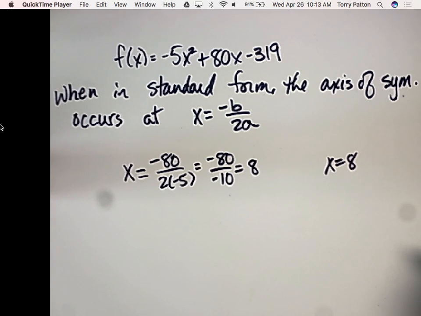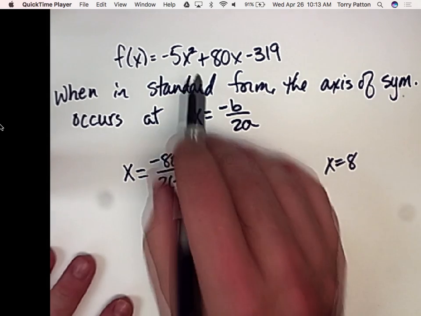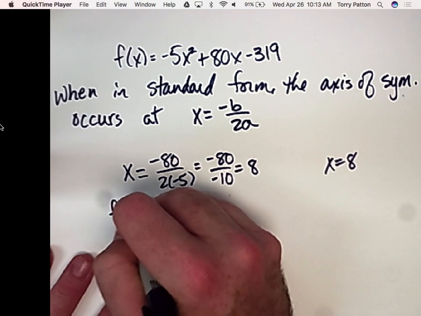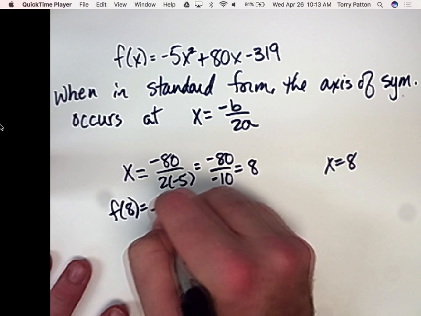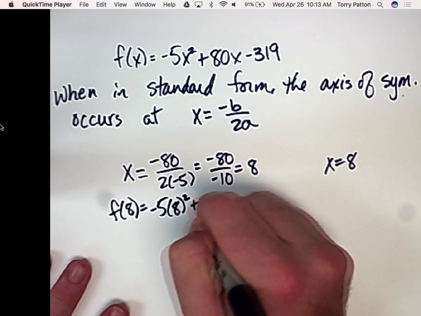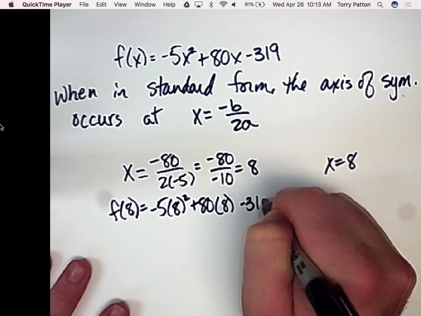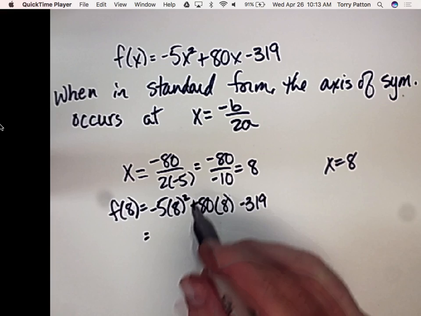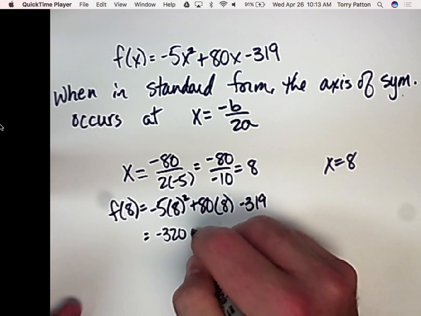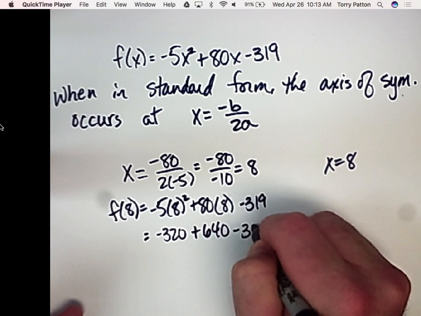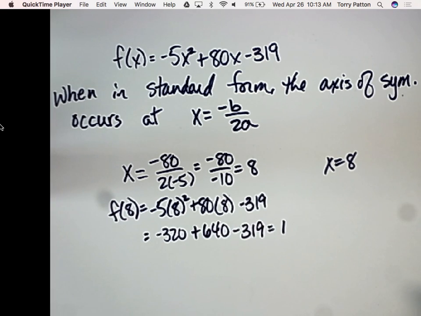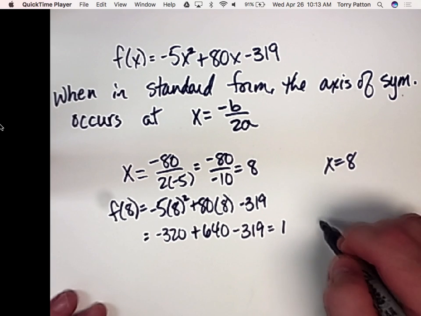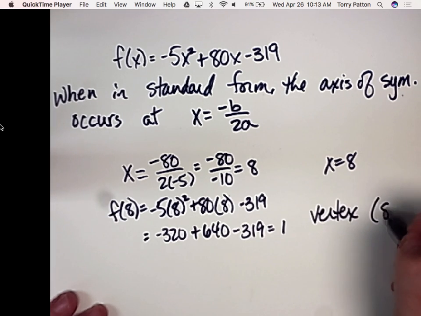Then the way you could figure out the vertex is, you know the vertex is on the line x equals 8, right? You could plug it in here to see what y is. So just do f of 8. And that's negative 5 times 8 squared plus 80 times 8 minus 319. And that is negative 320 plus 640 minus 319, which gives you 1. So the vertex is 8, 1.